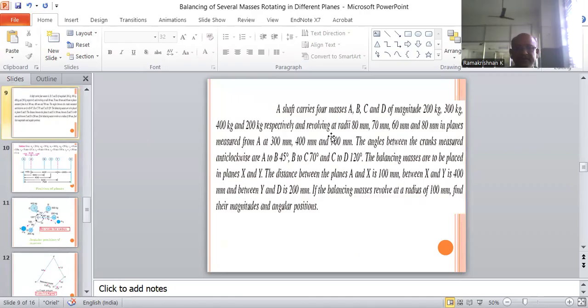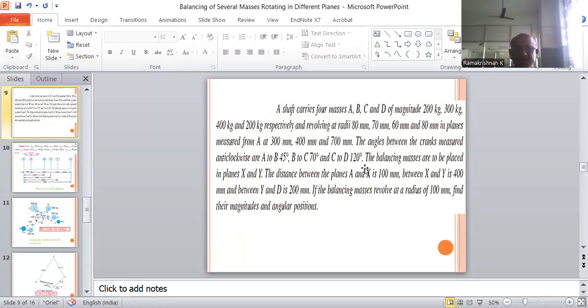A shaft having 4 masses A, B, C, D of magnitude 200 kg, 300 kg, 400 kg, 200 kg respectively, and revolving at radii 80 mm, 70 mm, 60 mm, 80 mm in planes measured from A at 300 mm, 400 mm, 700 mm. Angles between the cranks, measured anti-clockwise, are A to B 45 degrees, B to C 70 degrees, C to D 100 degrees.